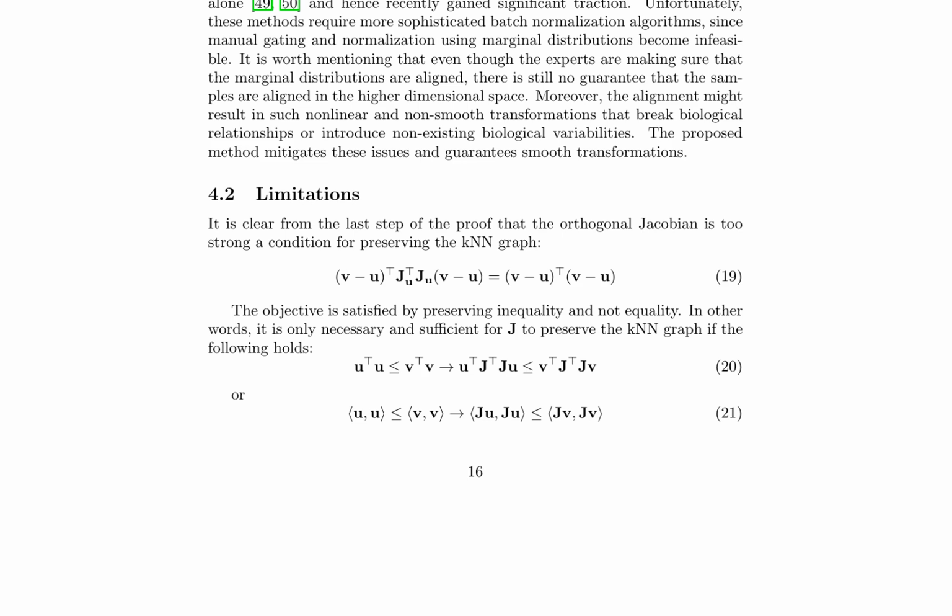The limitations of the method are also acknowledged, particularly with respect to the orthogonal Jacobian condition. The authors demonstrate that this condition is too stringent, and that a weaker condition, expressed in equations 20 and 21, is necessary and sufficient for preserving the nearest neighbor, kNN-Graph. This condition ensures that the transformation preserves the relative similarities between data points, rather than exact distances. Overall, the proposed method offers a promising approach for aligning high-dimensional biological datasets, and its ability to handle complex transformations and preserve biological relationships makes it a valuable tool for multimodal data analysis.